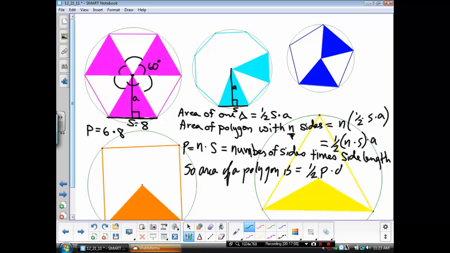I'm having a hard time making my A's not have a huge tail up there. There, I did it.